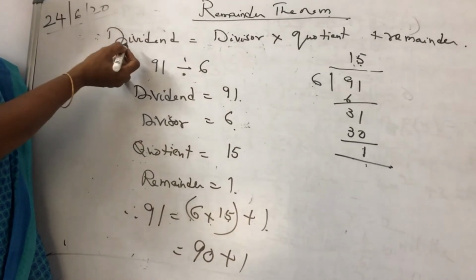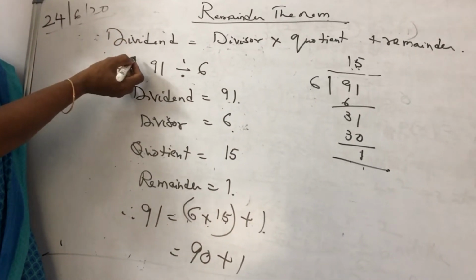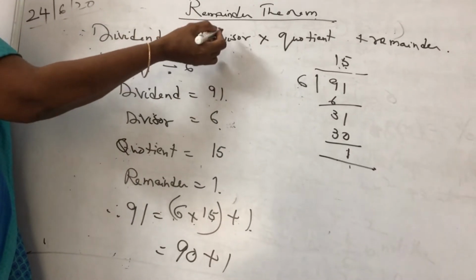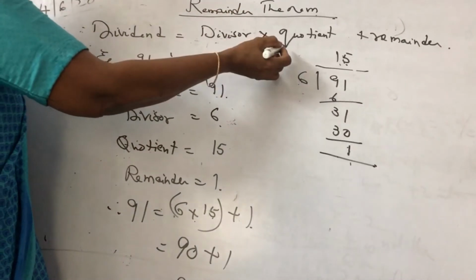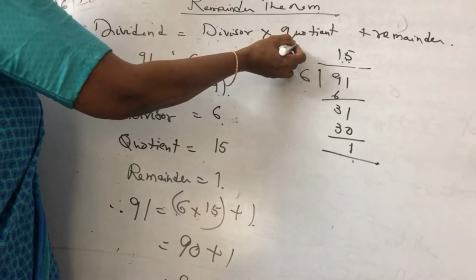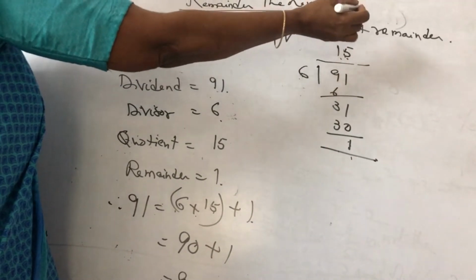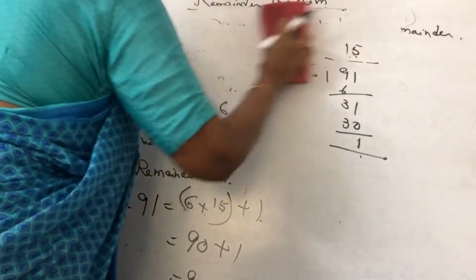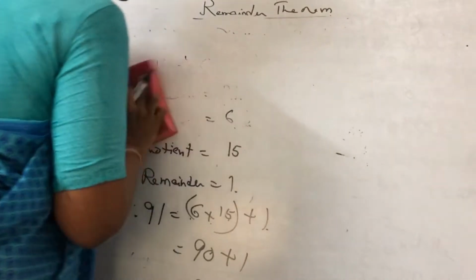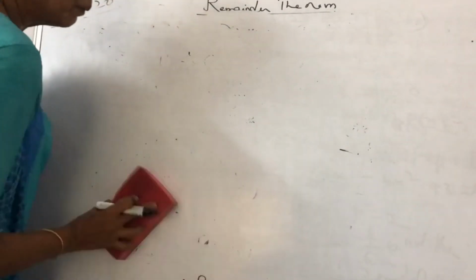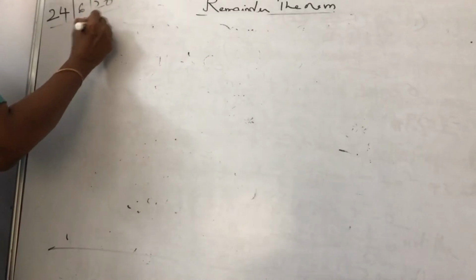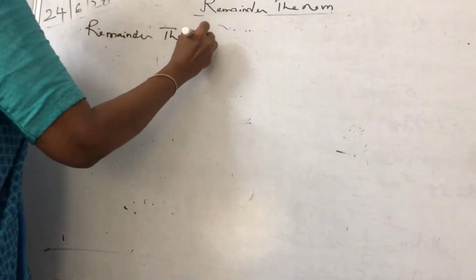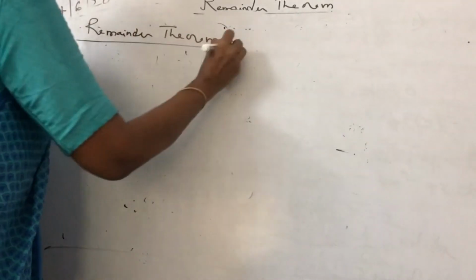When a polynomial p of x is divided by the divisor g of x, it will give you the quotient q of x and the remainder r of x. The same law, children, how you apply for whole numbers, you can apply for polynomials. Remainder theorem. You should learn this statement by heart, children.